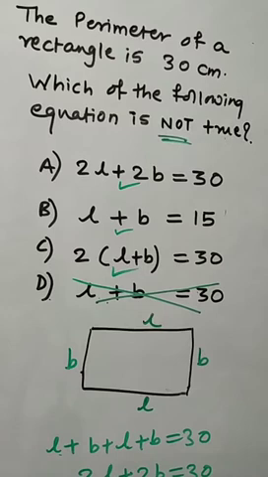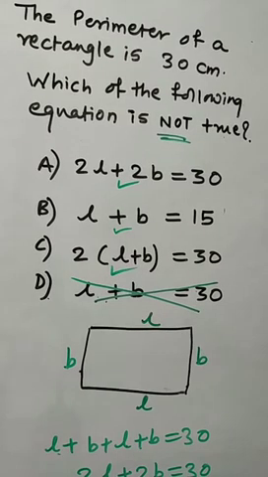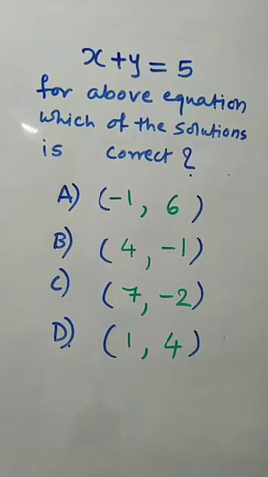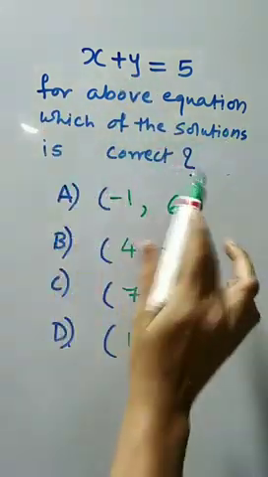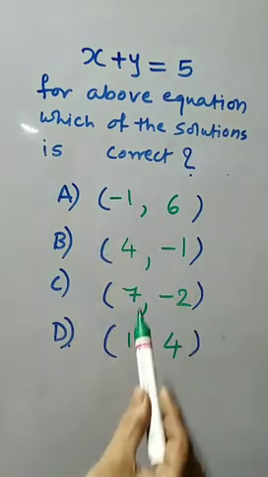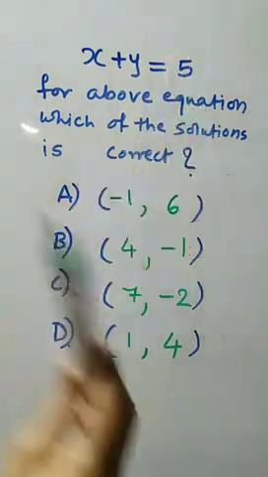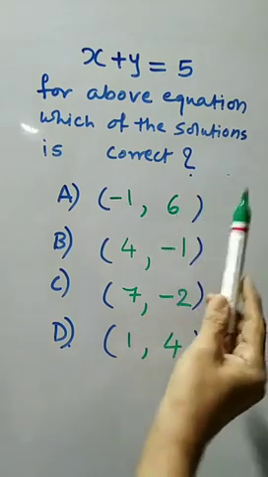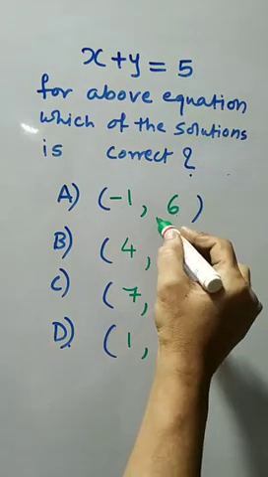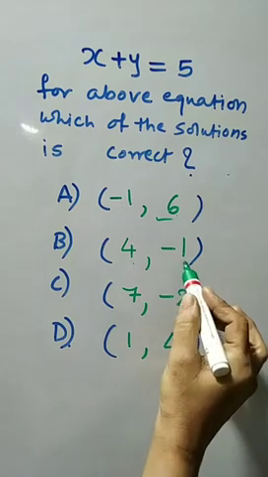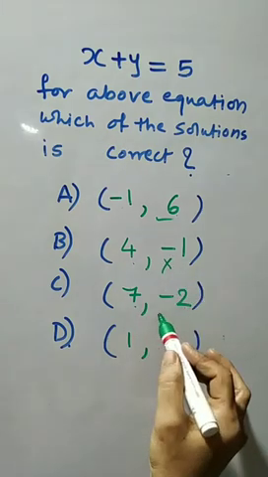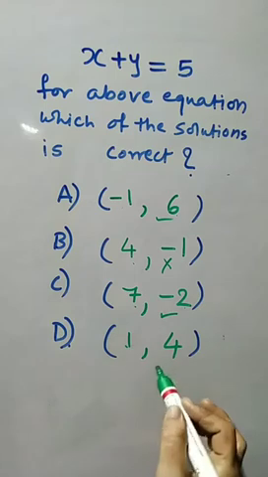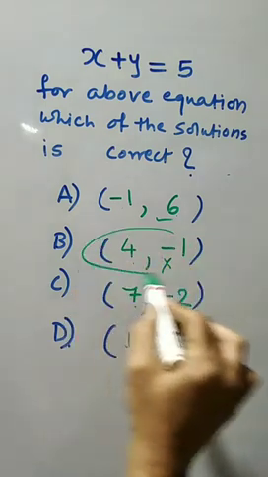So a few examples I will take of different types of questions in equations now. This is absolutely simple. x plus y is equal to 5. For the above equation, which of the solutions is correct? So go through all the solutions and find where the total is coming to 5. -1 and 6. Yes, you get 5. So this is correct. 4 and -1 will give you 3. So this is wrong. 7 and -2 will definitely give you 5. 1 and 4 will give you 5. So this was the one.